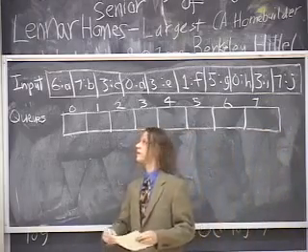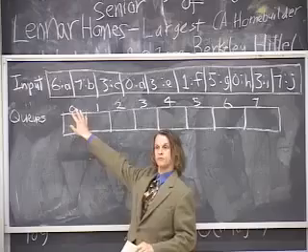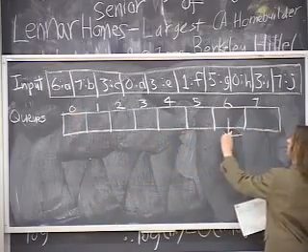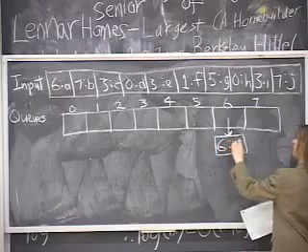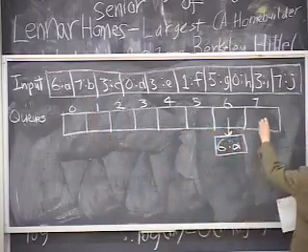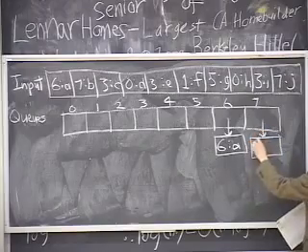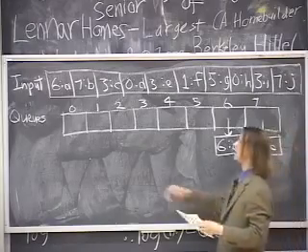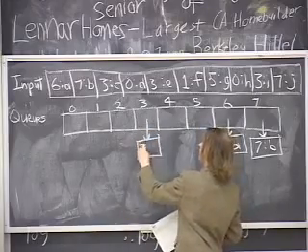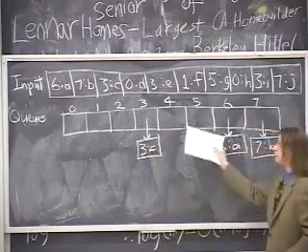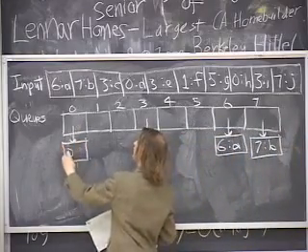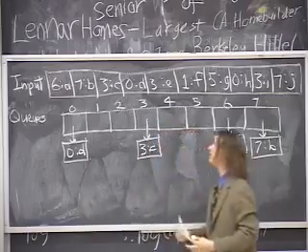So let's go through and sort these. Start with the first input item. Its key is 6, so I take it and I put it into the 6 bucket. Next item is 7, so I take it and put it into the 7 bucket. Next item is a 3. It goes in the 3 bucket. Our next item is 0. Goes into the 0 bucket.